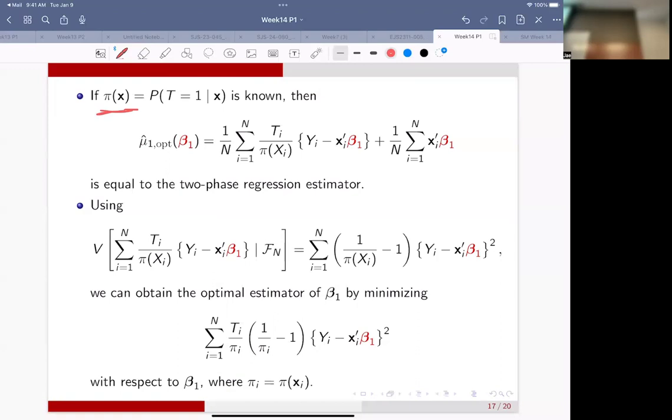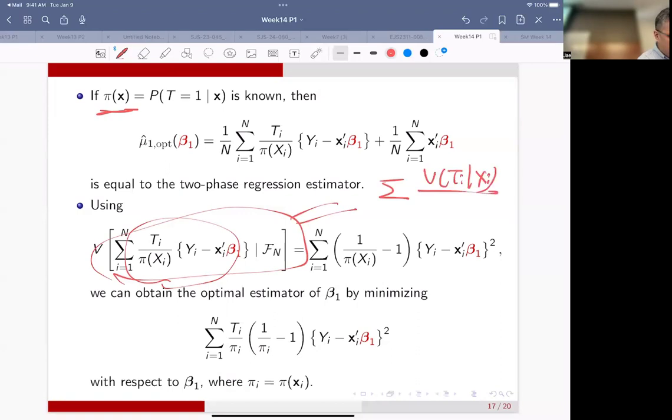Remember, this is this guy. The variance will be a summation of the variance of ti xi, and then pi I, 1 minus pi I, and square. Yeah, it's square, something like that. And then the variance of ti is pi I times 1 minus pi I. So then you get something like this. So this is pi I, 1 minus pi I.